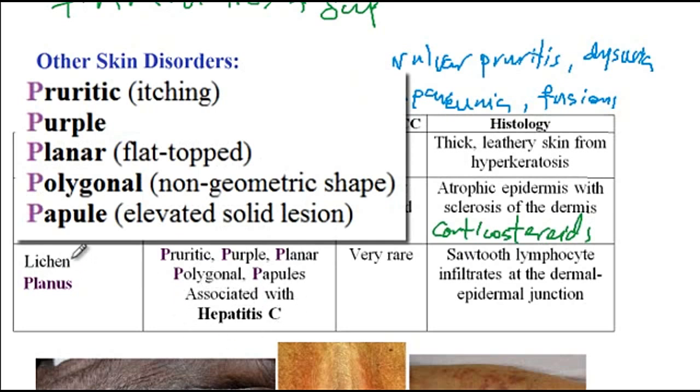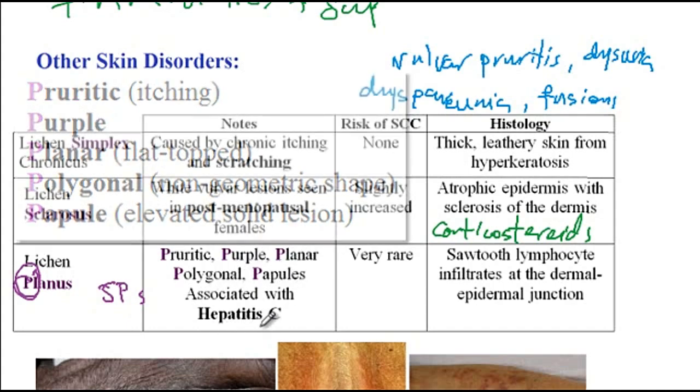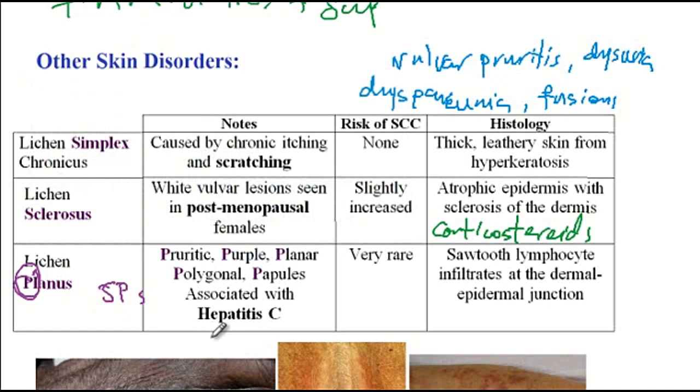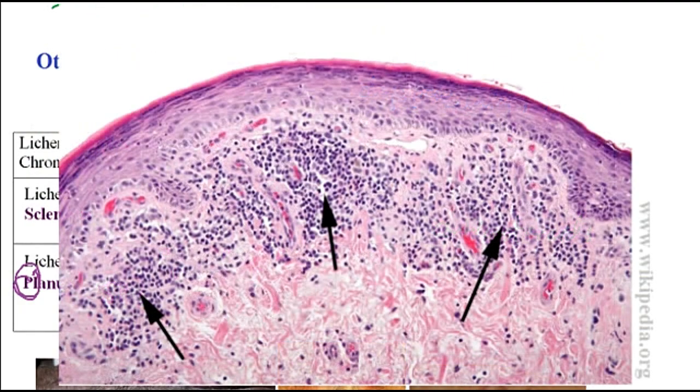The next condition is Lichen Planus, which presents with pruritic, purple, planar, polygonal papules that are associated with hepatitis C. So the way you can memorize it is that Lichen Planus is associated with 5 P's: pruritic, purple, planar, polygonal papules, the incidence of which increases with hepatitis C infection. And then there is a very rare risk of progression into squamous cell carcinoma. On histology, you will see sawtooth lymphocyte infiltration at the dermal-epidermal junction.